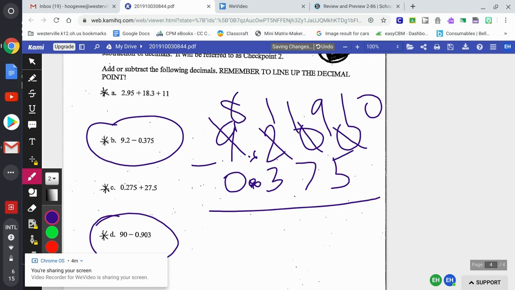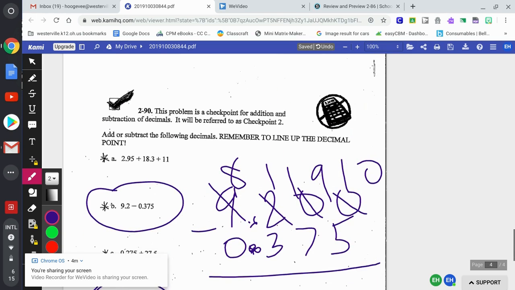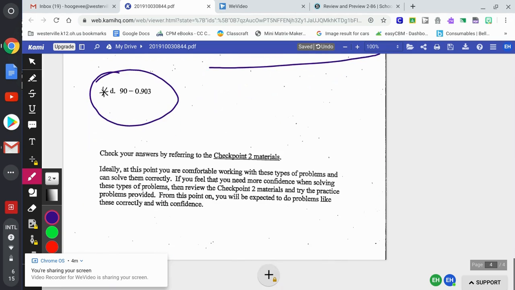Show all your work again. You won't get credit, especially on the test, if you don't show your work. Don't just pop out your calculators and write the right answer.